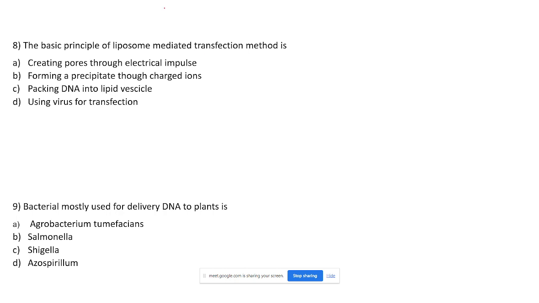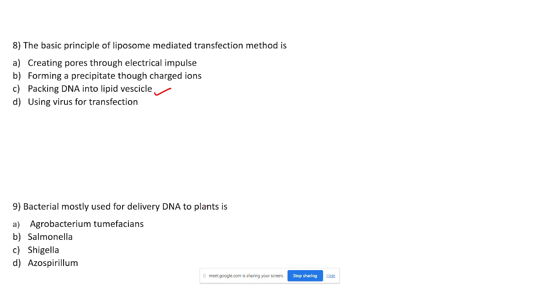The basic principle of liposome mediated transfection method is: creating pores through electrical impulse, forming a precipitate through charged DNA, packing DNA into lipid vesicles, or using virus for transfection. So what is the answer? Option C. Yes. From the name itself, liposome means something related to lipids. So the answer is option C.